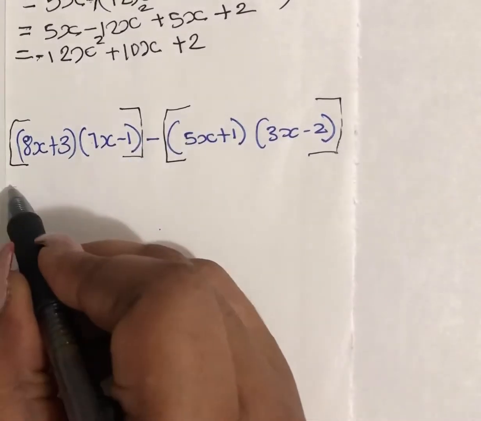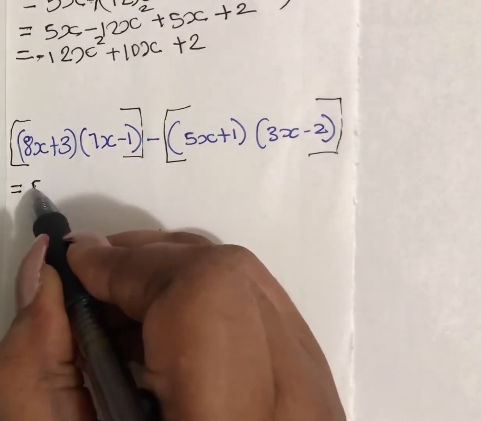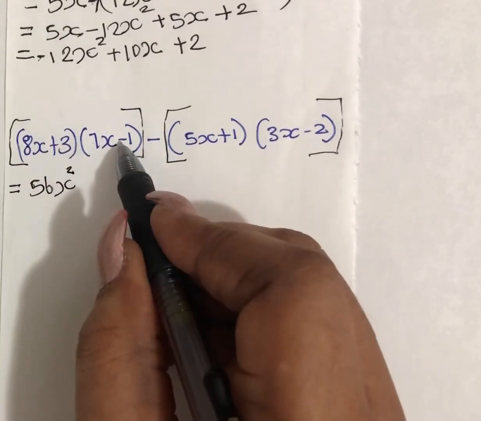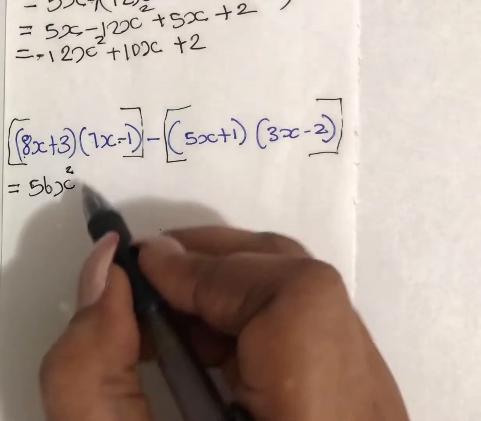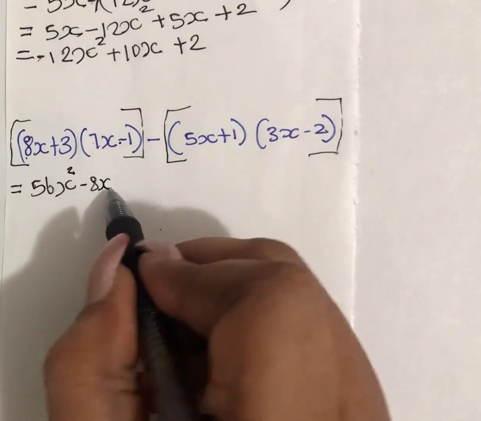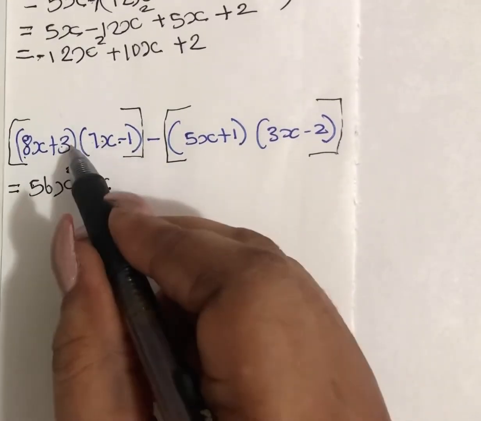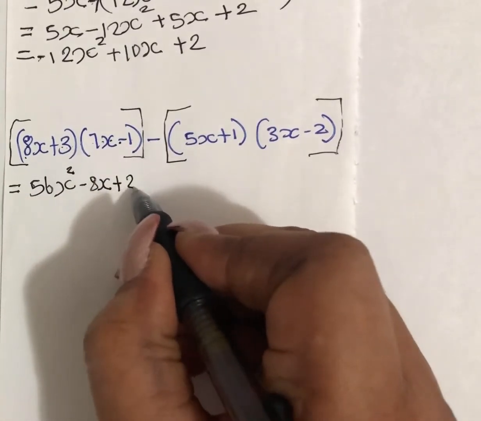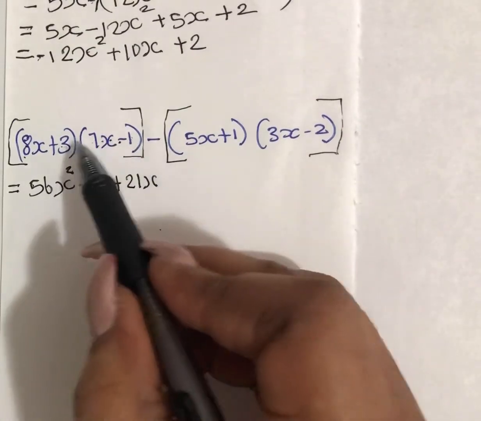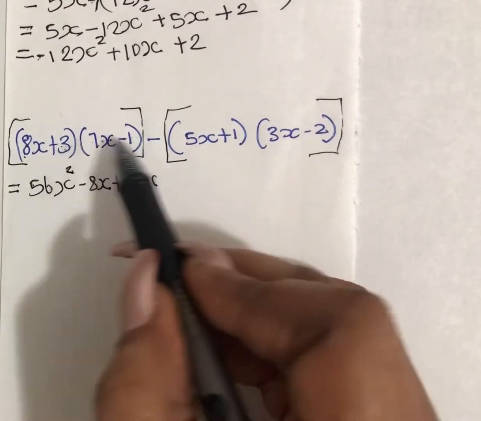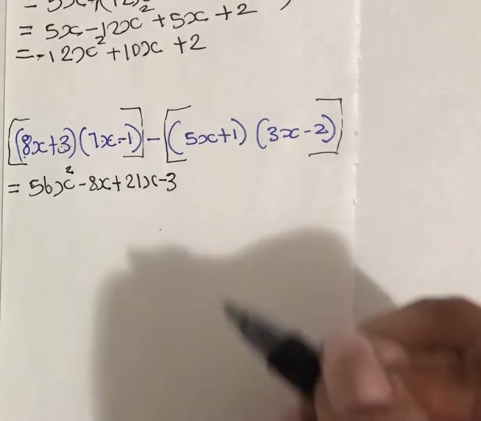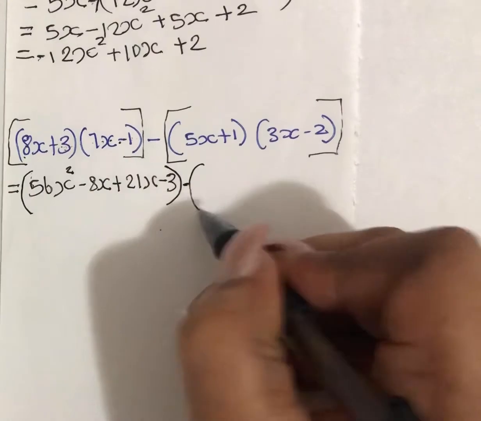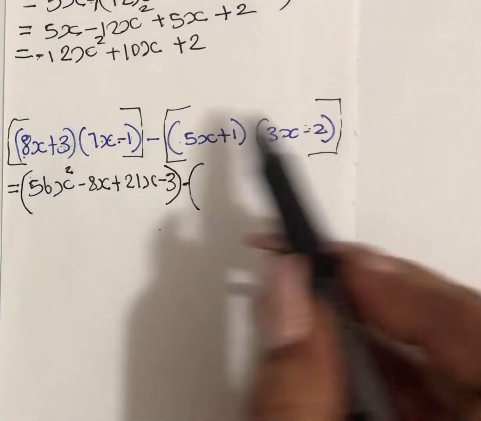First, outer will be 8x by negative 1. Right? Inner, that's the I. 7 times 3 is 21. And then last, 3 by negative 1, negative 3. So now I'm finished with the first one. And I'm subtracting the second.